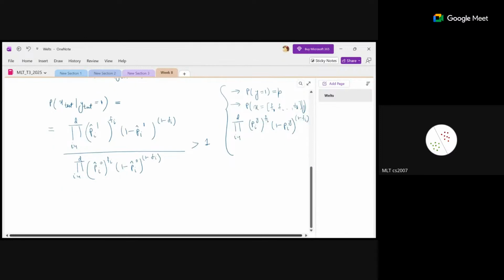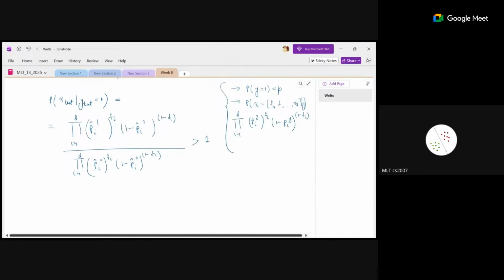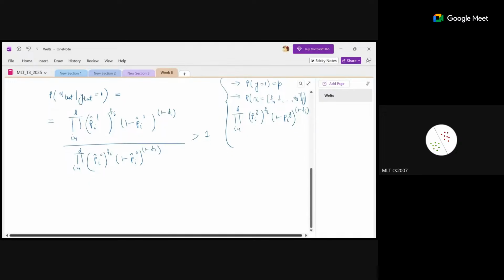So to simplify things, we can introduce the log here. When we introduce the log, this product becomes the summation. And if I use the log on the right hand side, it's just going to give us 0.